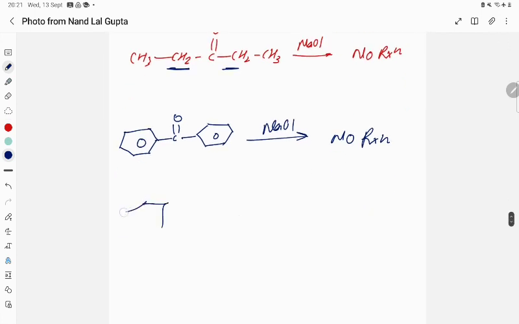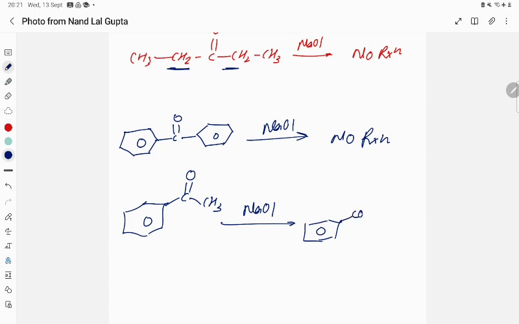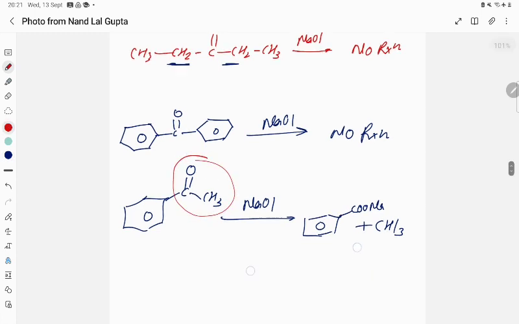If you talk about acetophenone, I am taking C double bond O, and here is CH3. If you are treating with NaOI, it will give C6H5COONa plus CHI3, because the reason is this is having the methyl keto group.